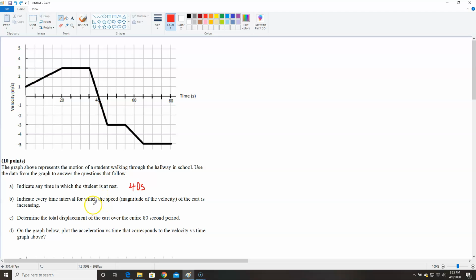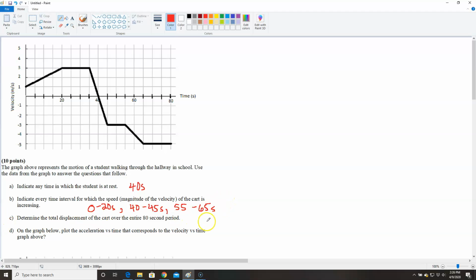So we can say the time intervals would be 0 to 20 seconds. It would be 40 to 45 seconds. And finally, it would be 55 to 65 seconds.